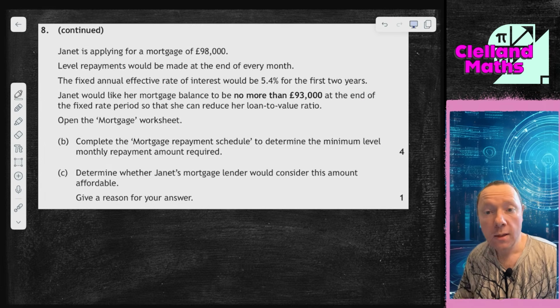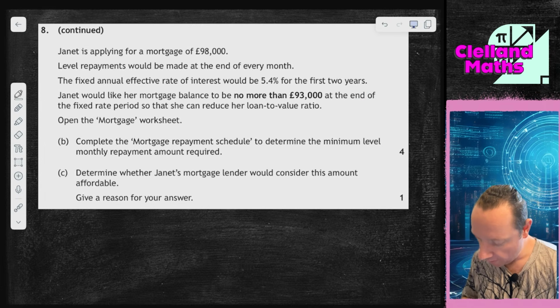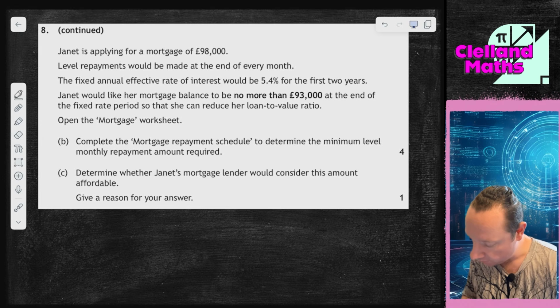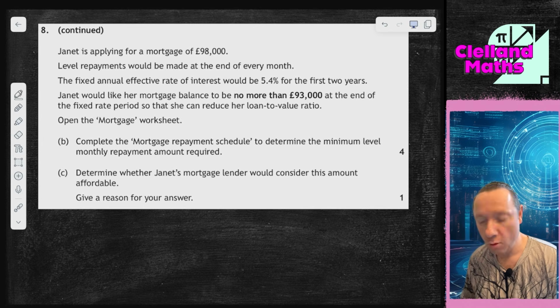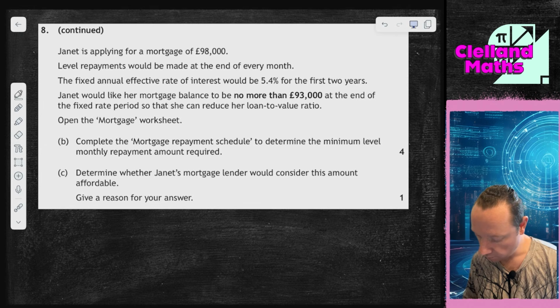And we're done there. Okay, Janet is applying for a mortgage of £98,000. Level repayments are made at the end of each month. The fixed annual effective rate of interest is 5.4% for the first 2 years. She would like her mortgage balance to be no more than £93,000 at the end of the fixed rate period so she can reduce her loan to value ratio.